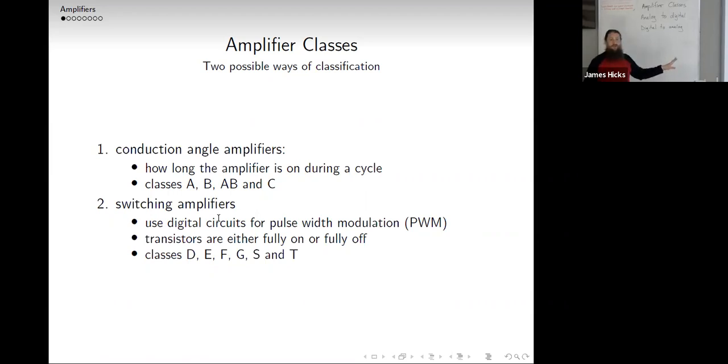Big difference between the switching amplifier and the conduction angle amplifier is that in switching amplifiers, the transistors are either fully on or fully off. They're either in saturation mode or cutoff mode. In conduction angle amplifiers, the transistors are in the linear mode the entire time.